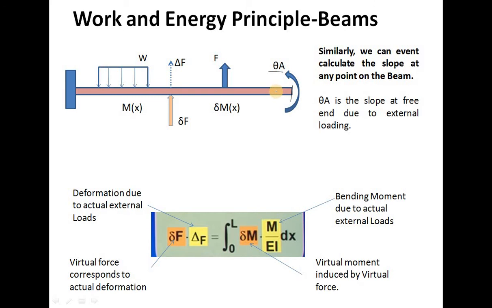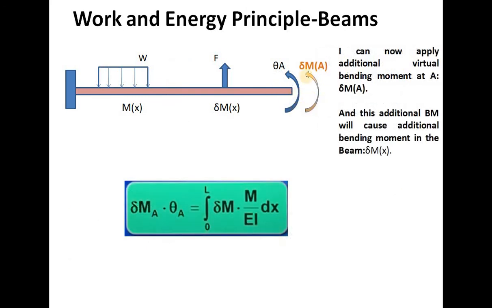Now what I have to do in such a case is apply an external moment. Now this external moment is the virtual moment. I will call it the virtual moment now. So I have to apply the virtual moment in the same direction as we want the slope, and at the same point where we want the slope, and now I will modify the previous equation slightly and I will arrive at this kind of equation.